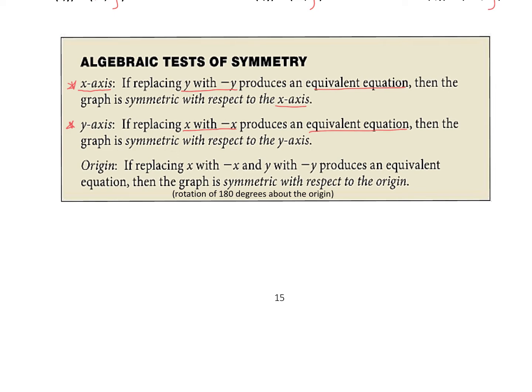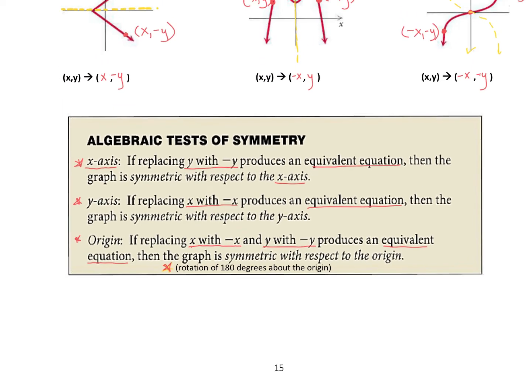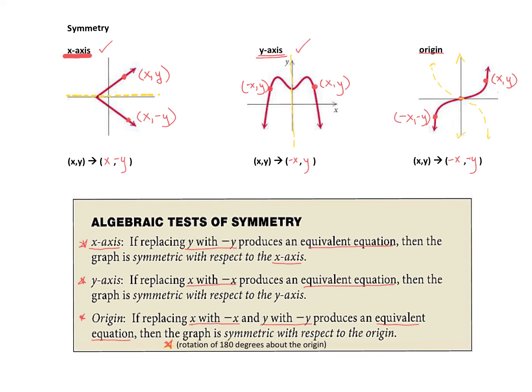And for the origin, we need to replace both x with negative x and y with negative y and get an equivalent equation. It doesn't change. Then the graph is symmetric with respect to the origin. This will also be, let's go back and look at our picture, a rotation of 180 degrees. So we could take this and this here and rotate it around 180 degrees and it would look exactly the same.